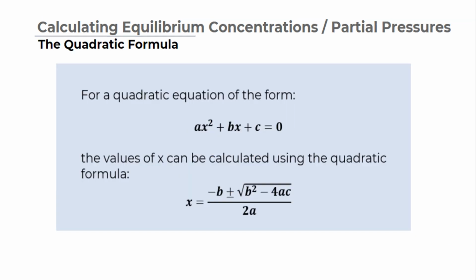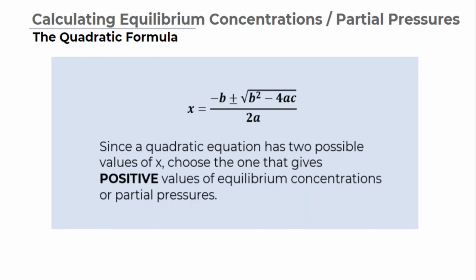For a quadratic equation of the form ax squared plus bx plus c equals 0, the values of x can be calculated using the quadratic formula: x equals negative b plus or minus the square root of the quantity b squared minus 4ac, all over 2a. Since a quadratic equation has two possible values of x, choose the one that gives positive values of equilibrium concentrations or partial pressures.